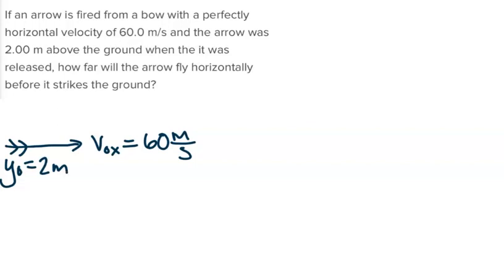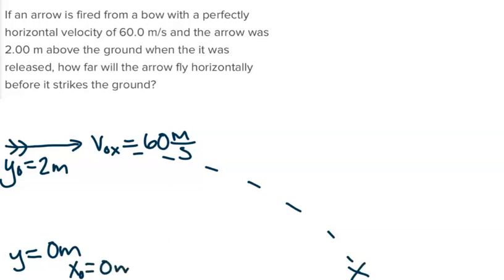So we know that its final y position is going to be 0 meters. And this arrow will at some point hit our final x position. We can also list our initial x position as 0 meters. So now that we have a drawing of sorts, we can go ahead and make our t-chart.